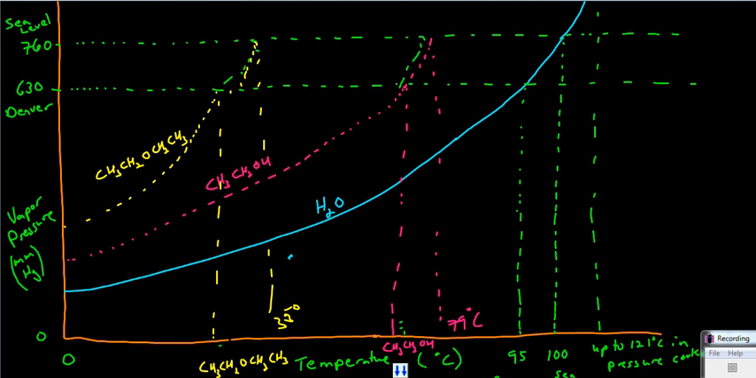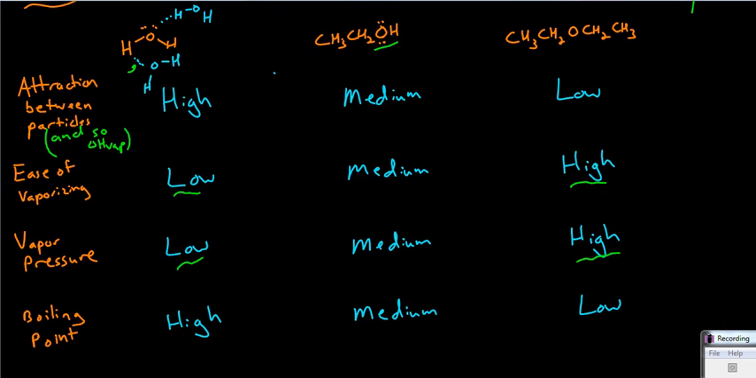And so we can see that water, which boils at 100 degrees Celsius, has a relatively high boiling point. And then ethyl alcohol boils at 79 degrees Celsius. It's a medium boiling point. And then diethyl ether boils at 35 degrees Celsius. That's a low boiling point.